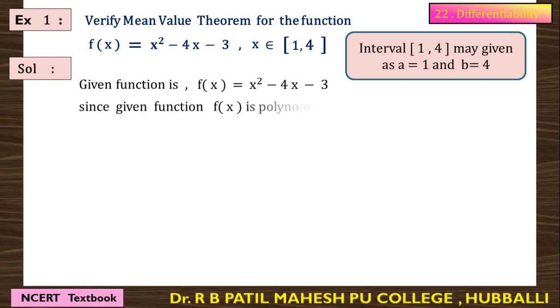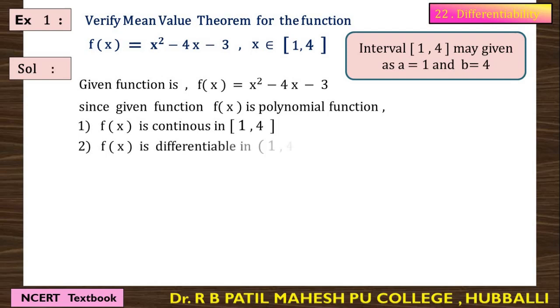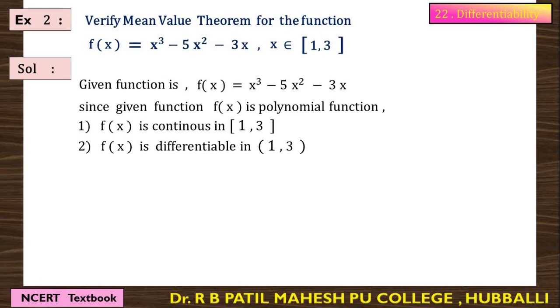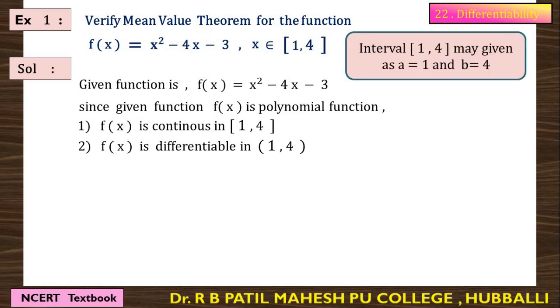Since the given function f of x is a polynomial function, the first point is f of x is continuous in the closed interval 1 comma 4, and the second point is f of x is differentiable in the open interval 1 comma 4. Writing these 2 points is very important, students, in examination. Now next you find out the function values f of a and f of b.